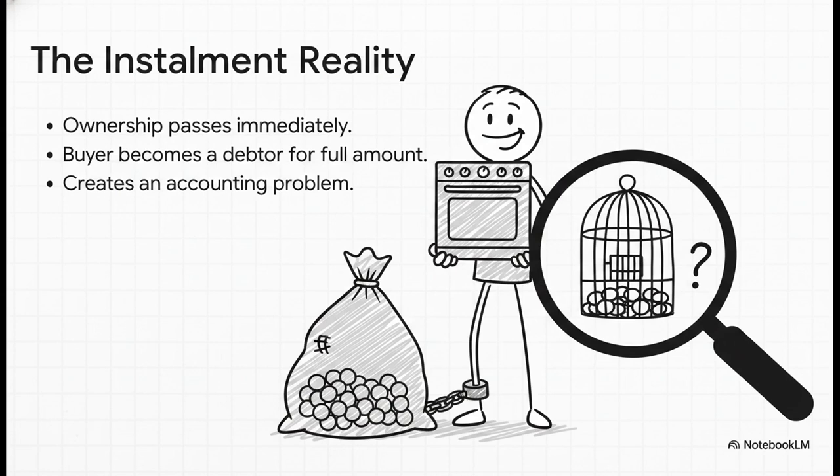Under the installment payment system, because ownership passes immediately upon signing, you, the buyer, are treated as a debtor for the full amount right from the get-go. Remember our $1,200 figure? You instantly owe the $1,000 cash price plus the $200 of total interest. You literally have to credit the vendor with the full amount payable right away.